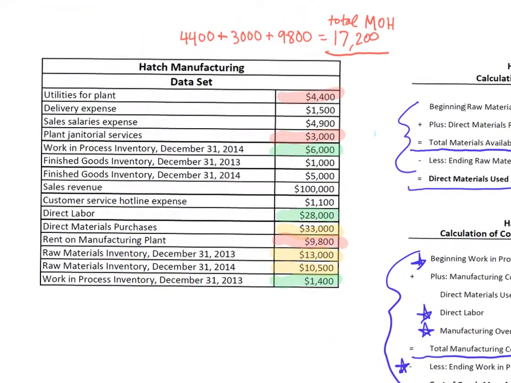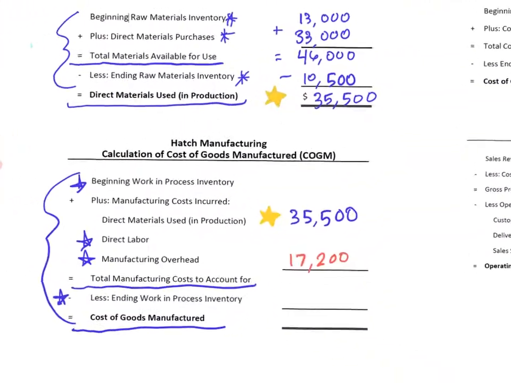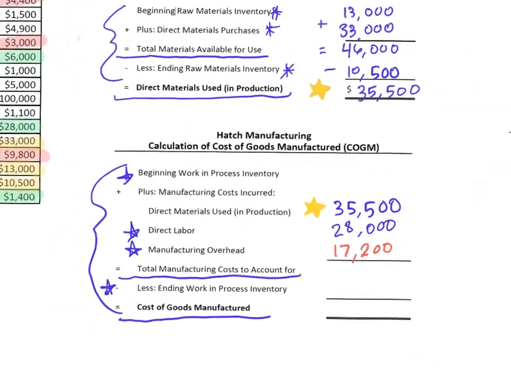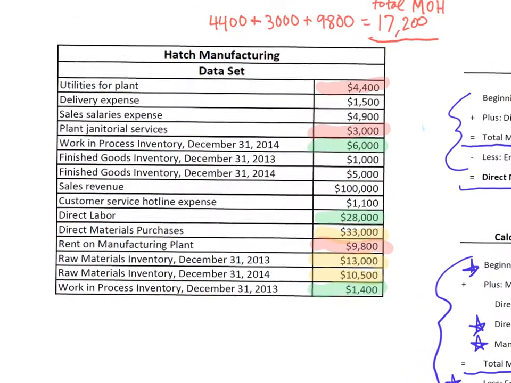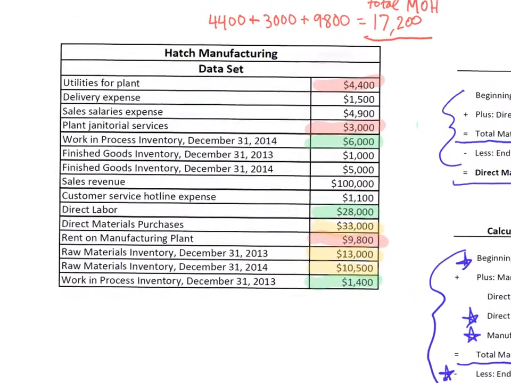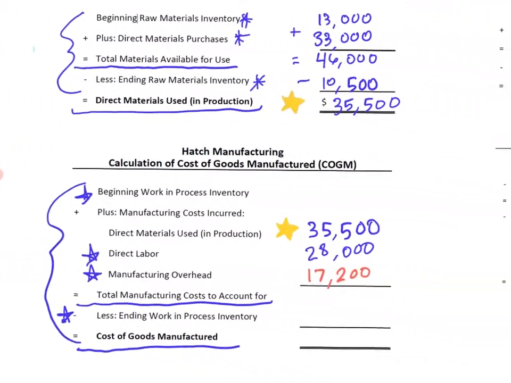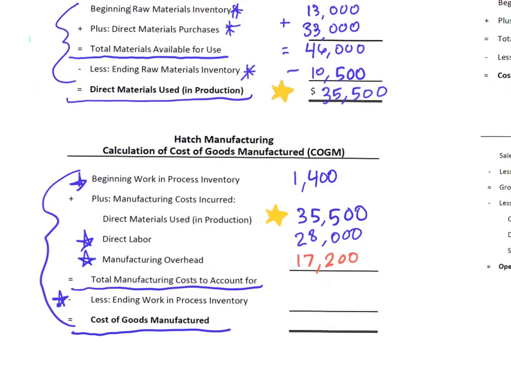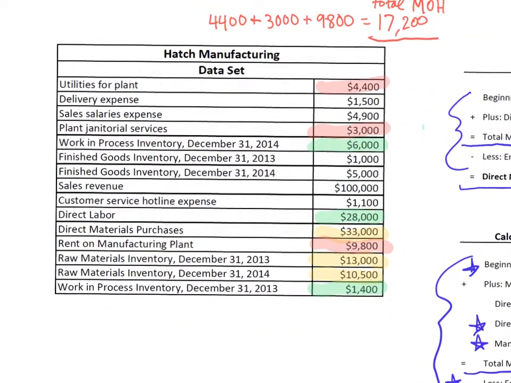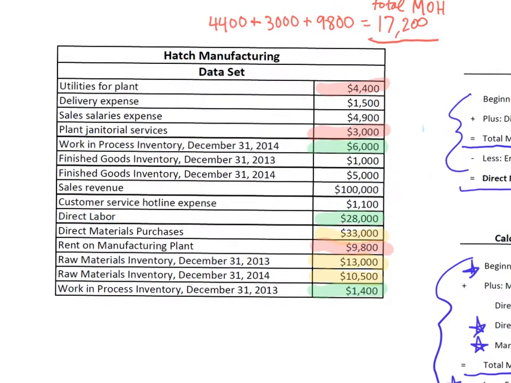Our direct labor is $28,000. Beginning work in process inventory $1,400 and ending work in process inventory of $6,000.